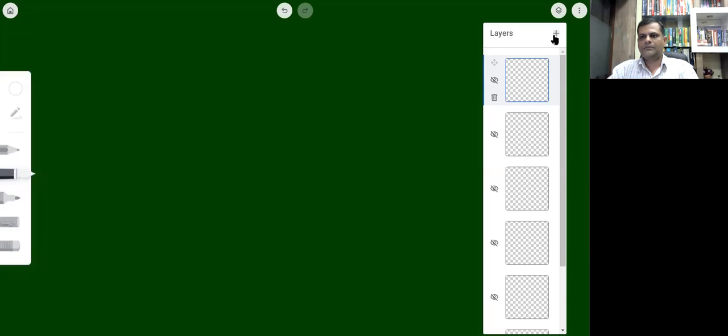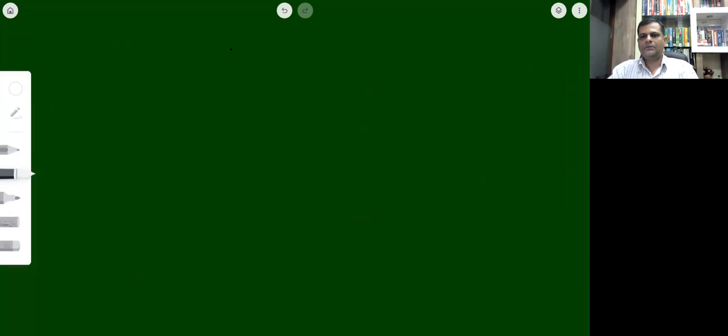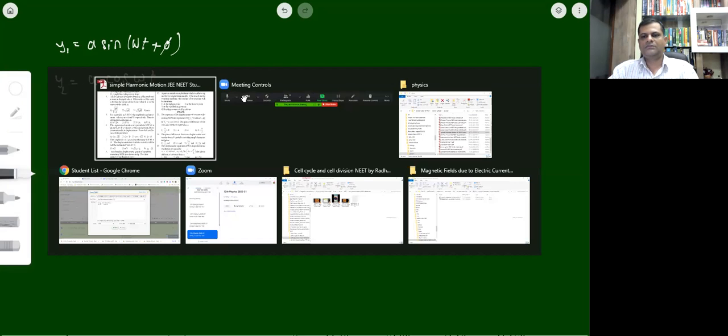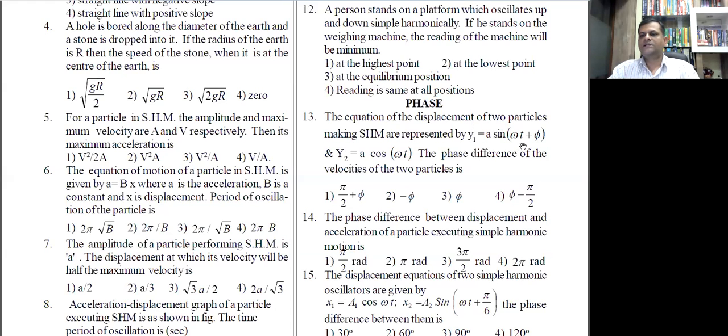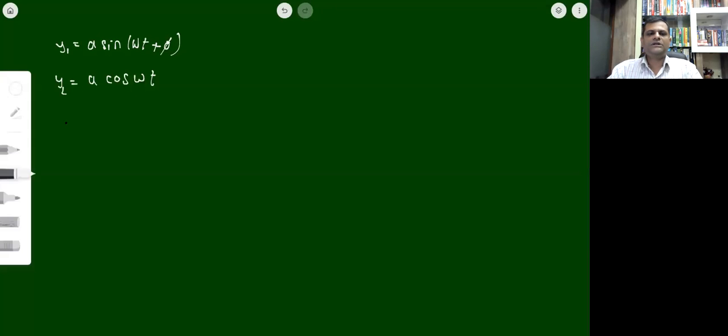Okay, so y1 is equal to a sin(omega t plus phi), and y2 is equal to a cos(omega t). Let us check whether these equations are correct. Yes, y1 equals a sin(omega t plus phi) and y2 equals a cos(omega t). What we want is the phase difference between the velocities. So let us first try to find the phase difference between these displacements itself.